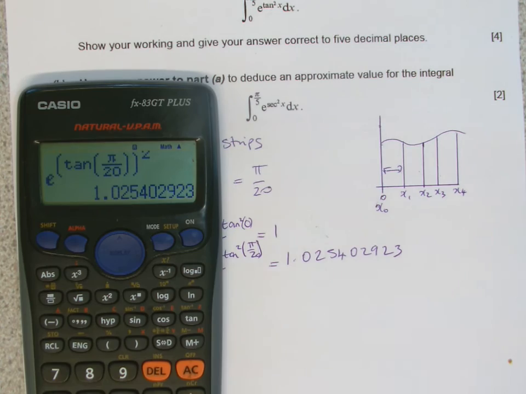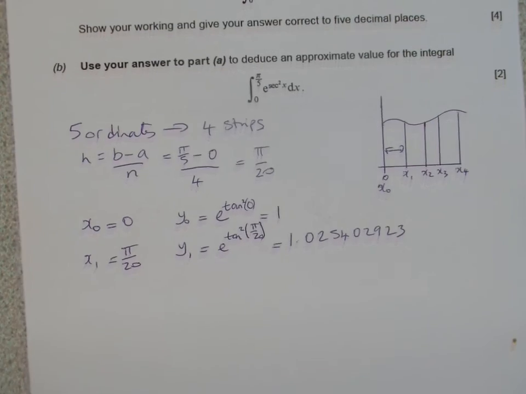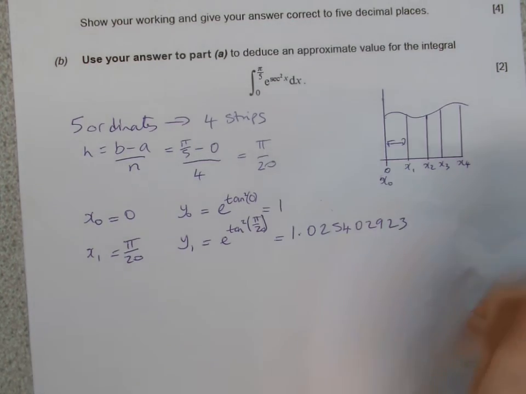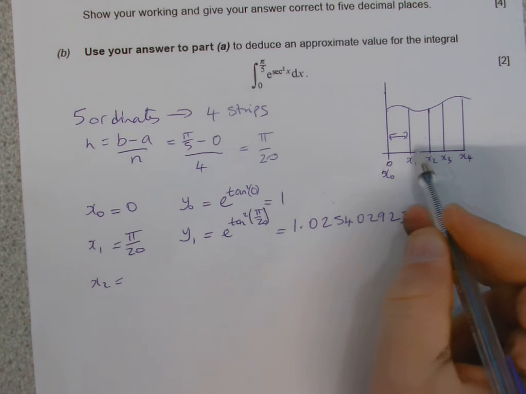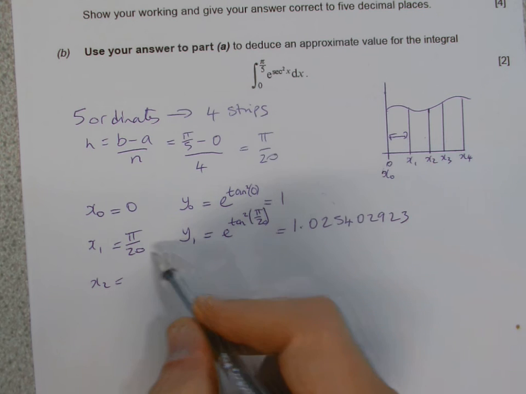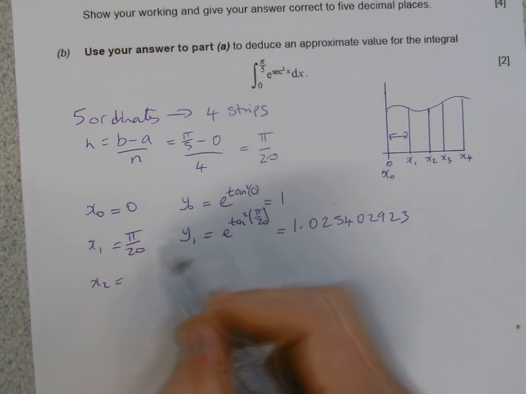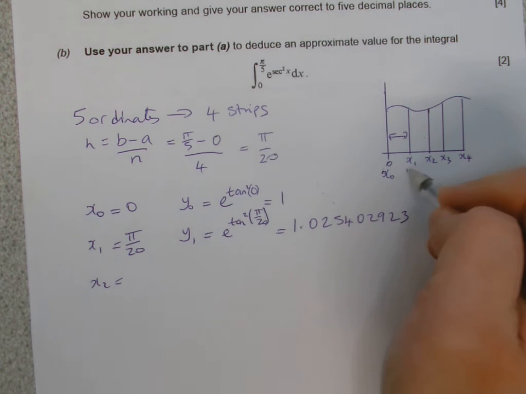1.025402923, okay? And we've got that there. You've got to write all of it down, right? x2 then will be another pi over 20 along, okay? So we need to add pi over 20 onto this, right? If you think of this as 0, this is pi over 20. So you need to add another pi over 20 on.